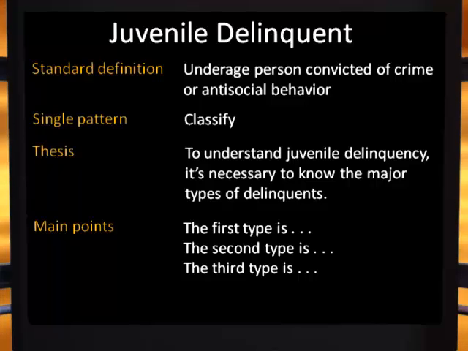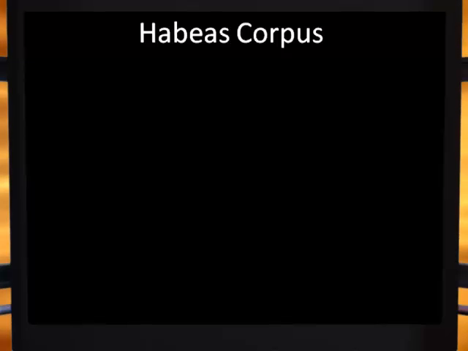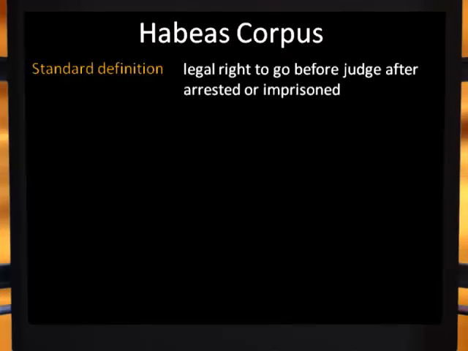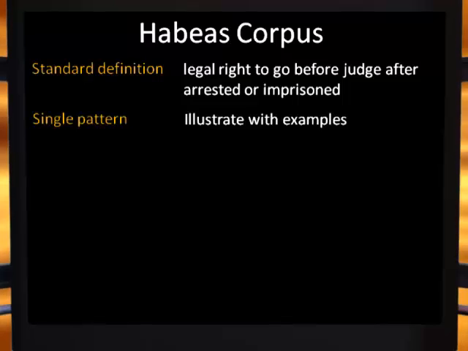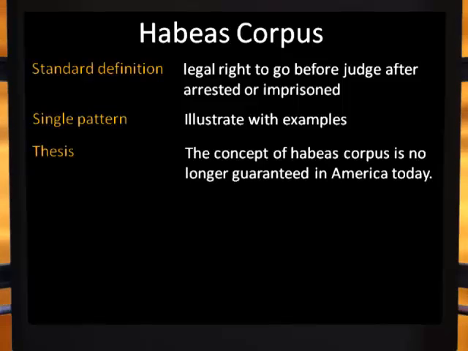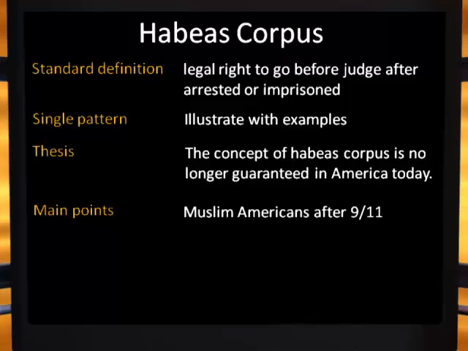Here's another example of a single pattern at work. Term, habeas corpus. Standard definition, legal right to go before a judge after being arrested or imprisoned. Pattern, let's illustrate it with examples. Thesis, the concept of habeas corpus has been diluted in America today. Now, our support will consist of illustrative examples that we have encountered in our lives today. Example number 1, those Muslim Americans who were arrested and disappeared after 9/11. Example number 2, Guantanamo Bay prisoners who have been there for nearly 11 years without ever being charged with a crime.